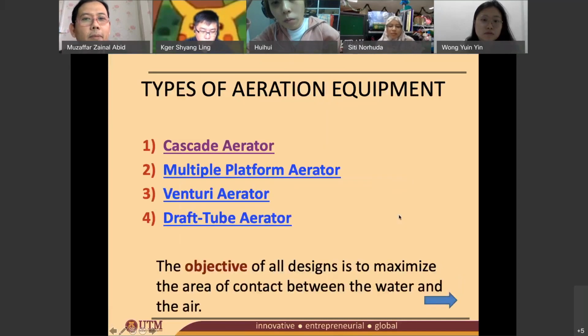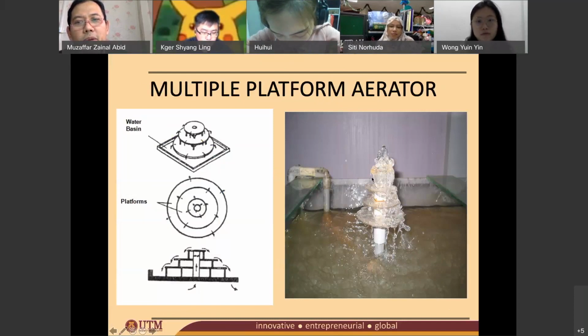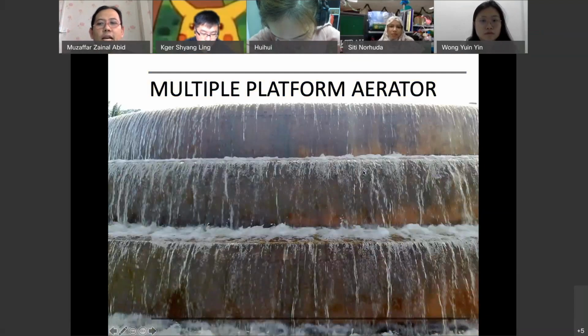And then for the multiple platform, you see you have multiple platforms like that. The water coming from inside the piping goes up and splashes. So the air gets mixed with the water, and that means the water in this tank has a lot of oxygen, a lot of air. This is a huge size multiple platform aerator.